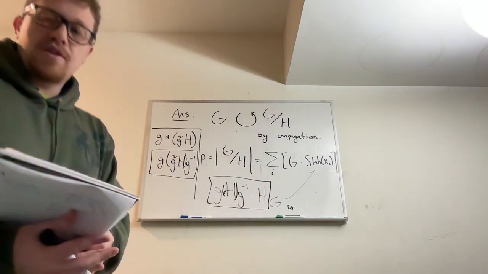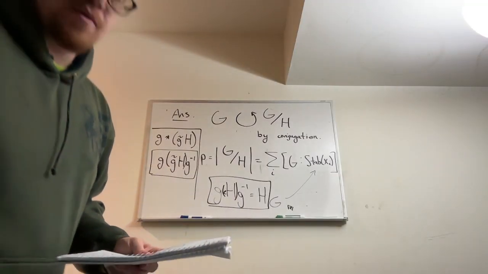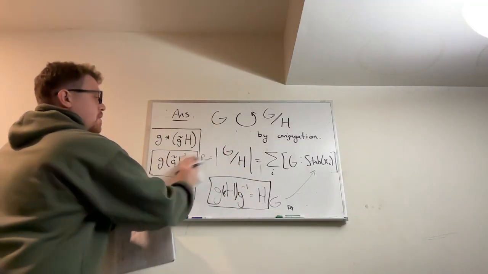Okay, and then number 6 is a problem about abelian groups, which we haven't really talked too much about, but are very important.